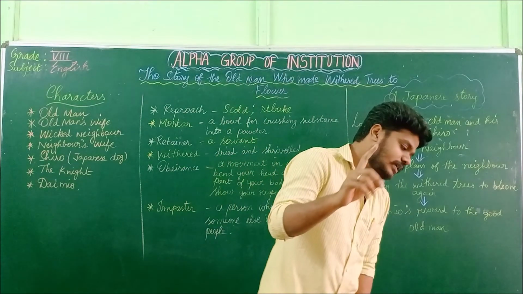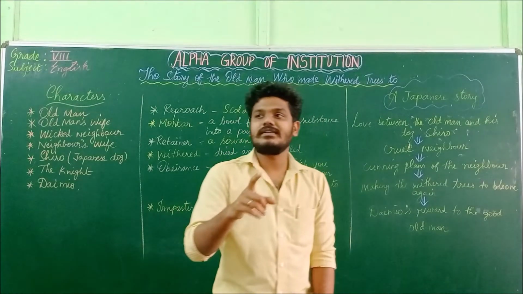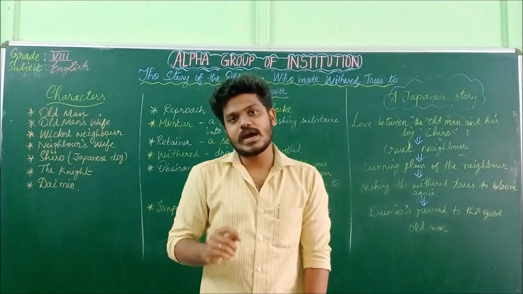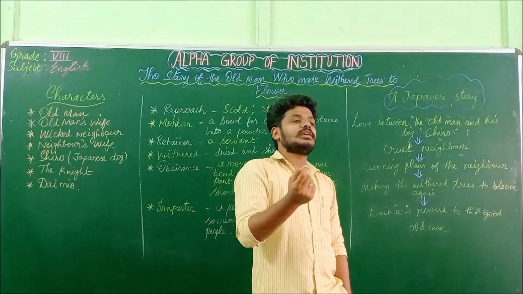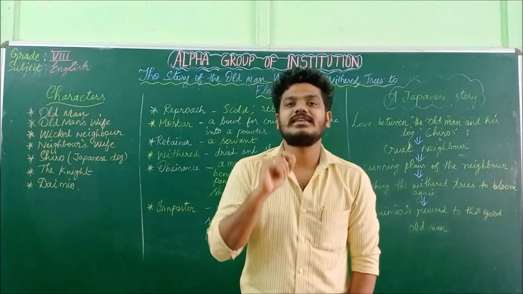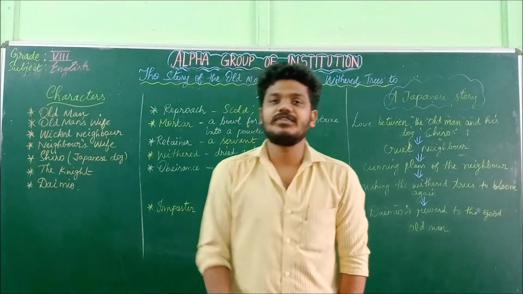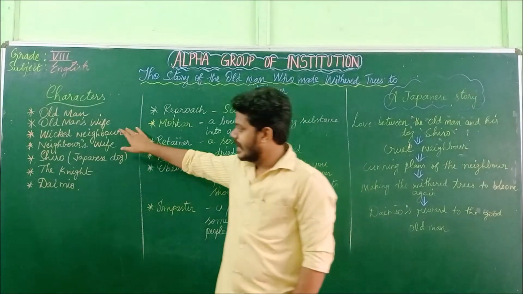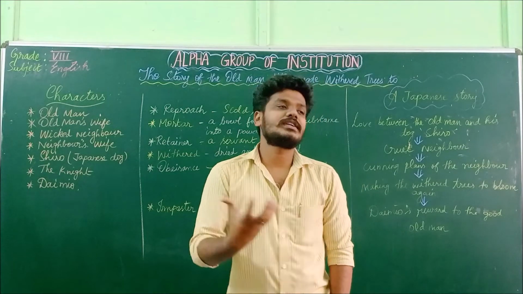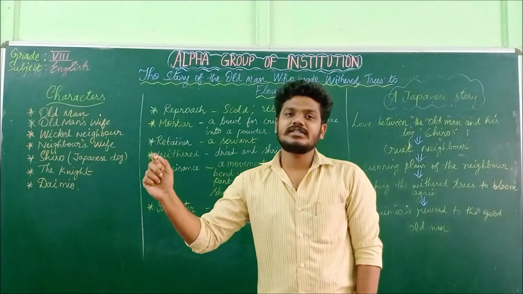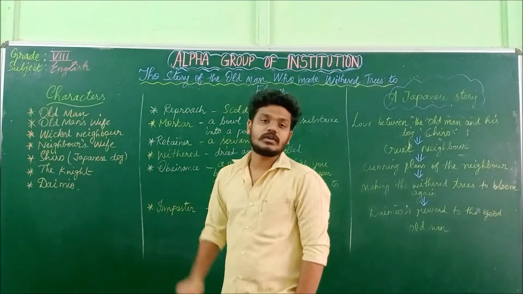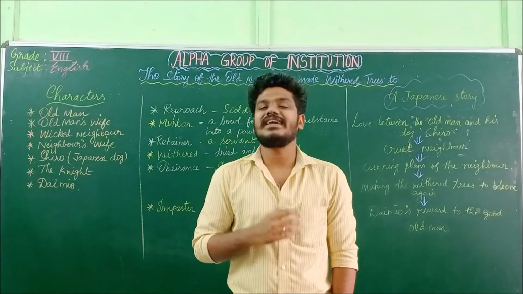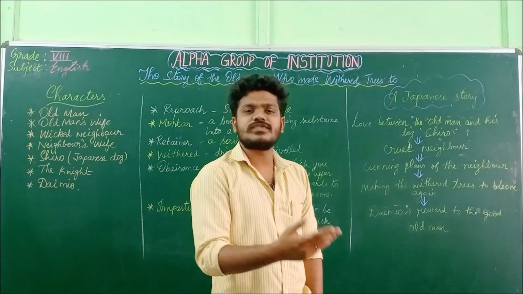So one fine day, this old man went to the house of this wicked neighbor and asked him where Shiro was. But in reply, he said without any shame that he had killed Shiro because of his bad behavior. Do you think Shiro behaved in a bad manner? No. But this man, because of his greediness to get more, killed the poor dog Shiro. So he told this news to the old man without any shame: I just killed Shiro because of his bad behavior.